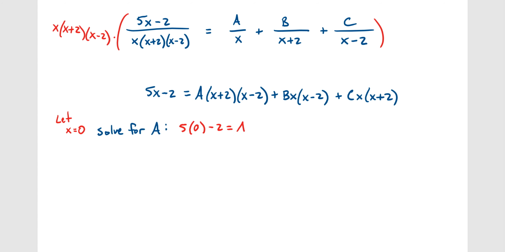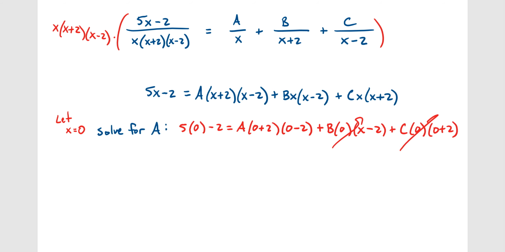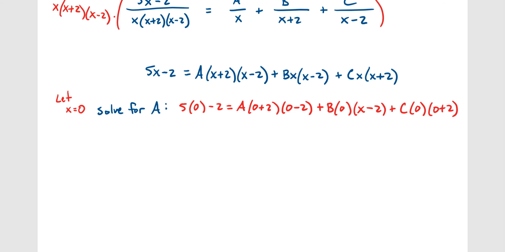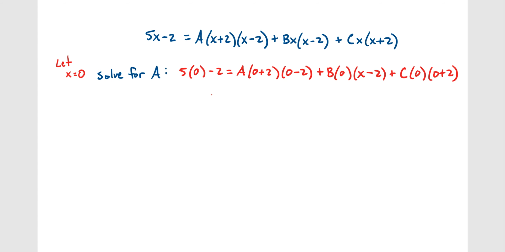equals a times 0 plus 2 times 0 minus 2 plus, now if we plug in a 0 into these other ones, they're going to completely cancel because they have an x in them, whereas the a term did not. So these two terms completely cancel, and we're going to be left with negative 2 on the left equals, on the right, we have 2 times negative 2, so negative 4a. Solving this for a is going to give us a equals positive 1/2. Divide both sides by negative 4.